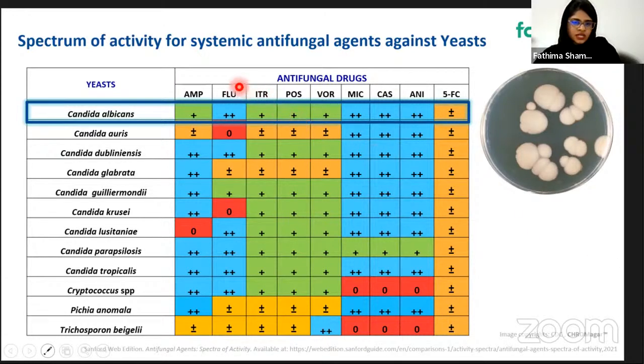So first we have the Candida albicans, most common Candida species. As you can see in this chart, they're usually susceptible to most of the antifungal agents here. They're known to cause candidiasis, oral thrush, vaginal yeast infections to invasive candidiasis.